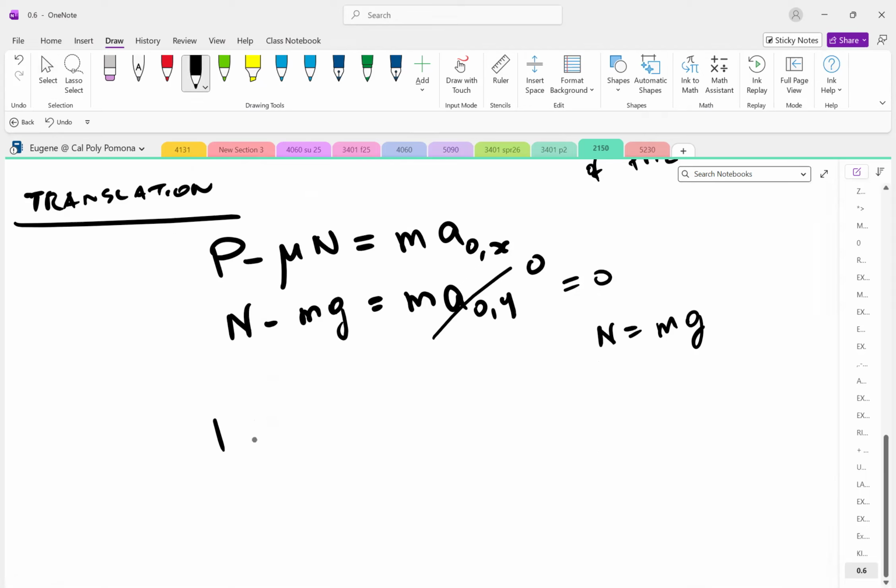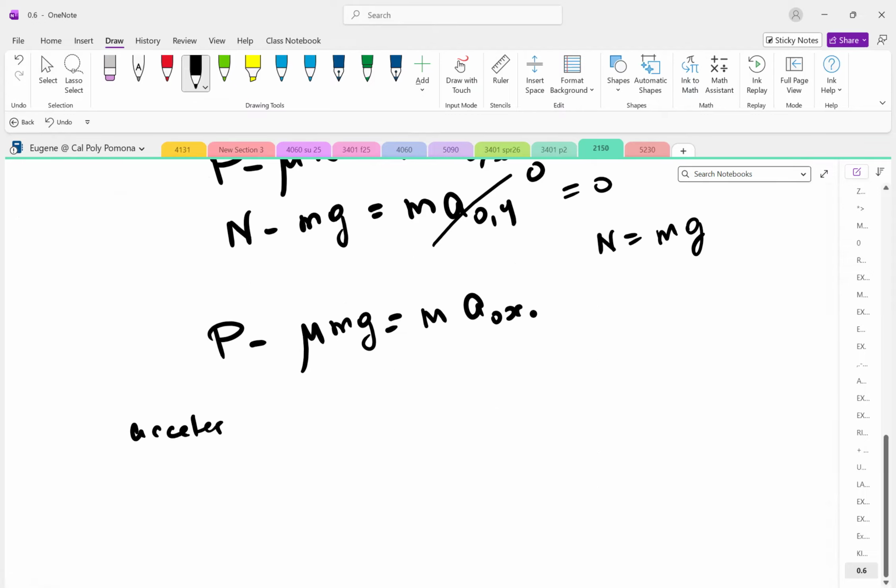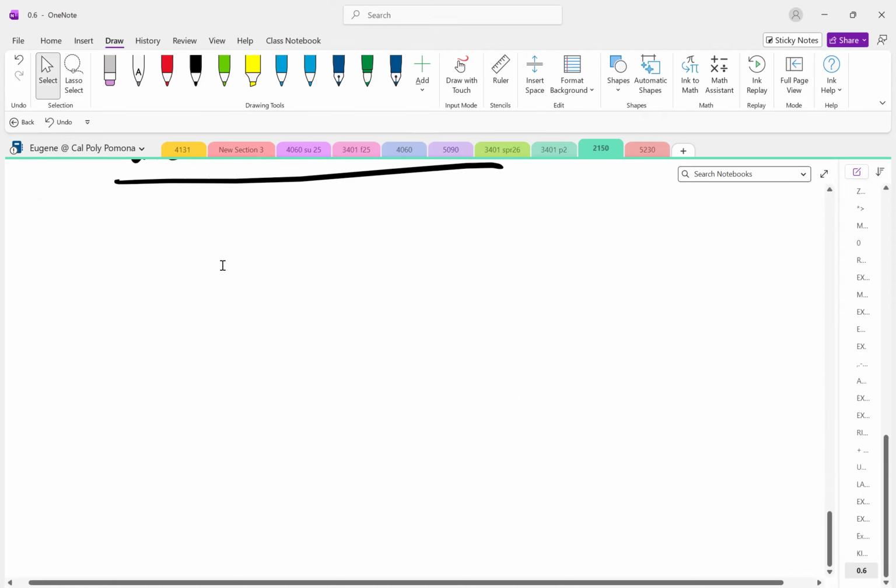So we'll go to the first equation, P minus mu mg equals m times a O x. Now we'll go to the velocity and acceleration analysis. Here's a ball.